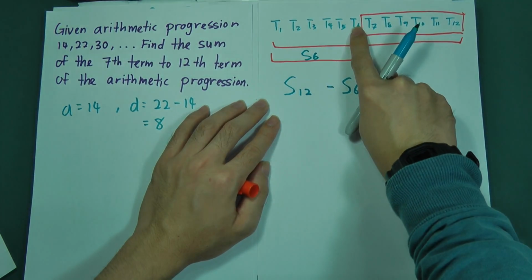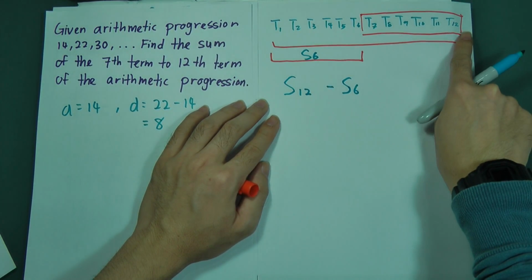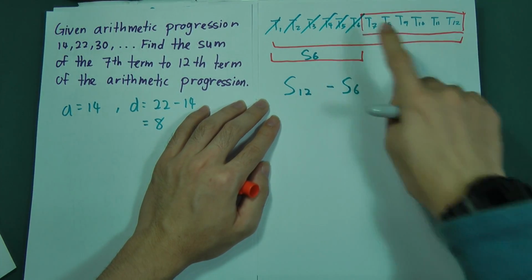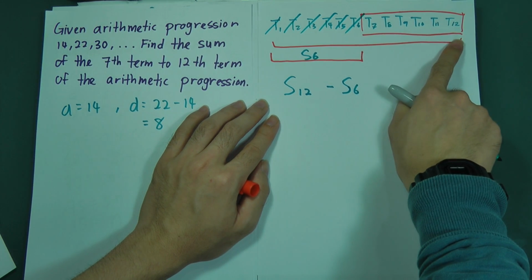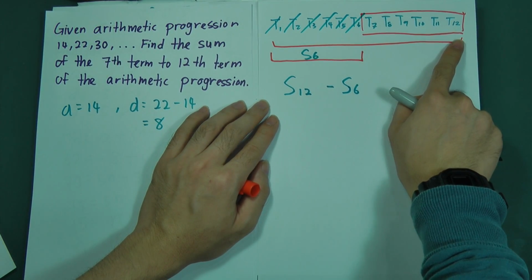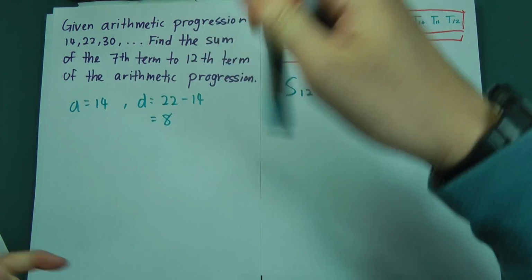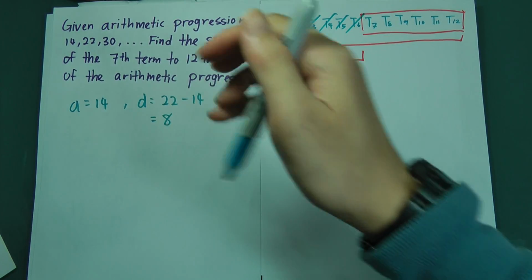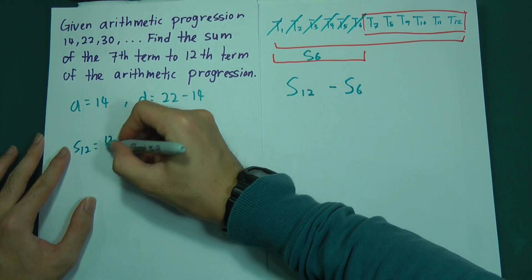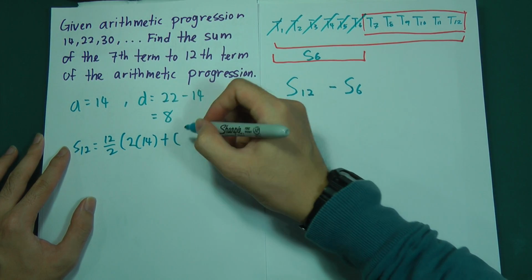T1 plus until T6 means sum of the 6 terms. First I sum all the 12 terms, and then I minus the front ones, 1, 2, 3, 4, 5, 6, then I can get from 7 to 12. You see the big idea? If you understand this, then it should be very easy. You just substitute all the values you have into it. So let's find S12 first. S12 will equal to 12 divided by 2 multiplied by 2a plus n minus 1 d.